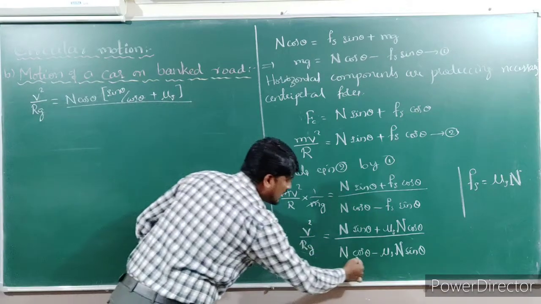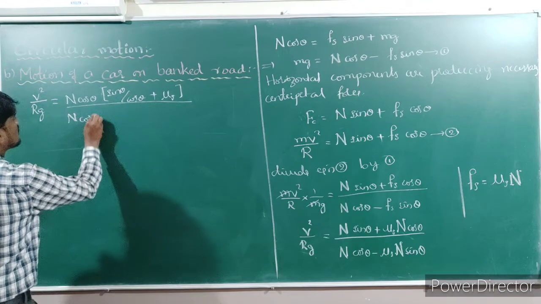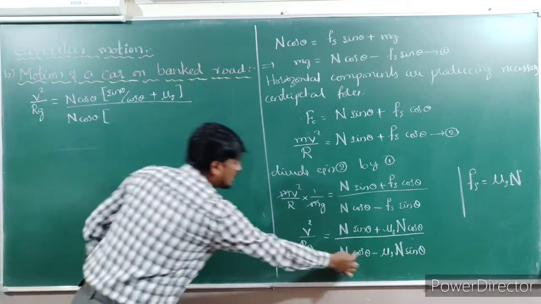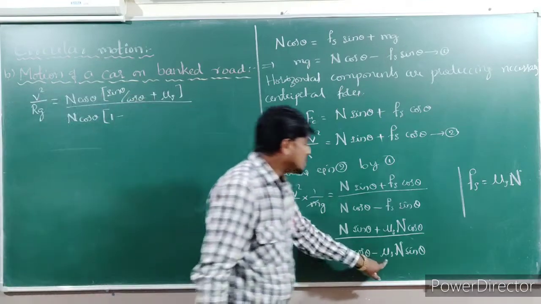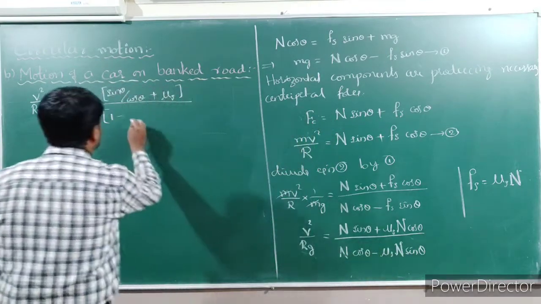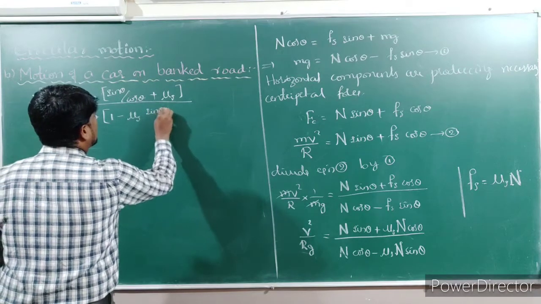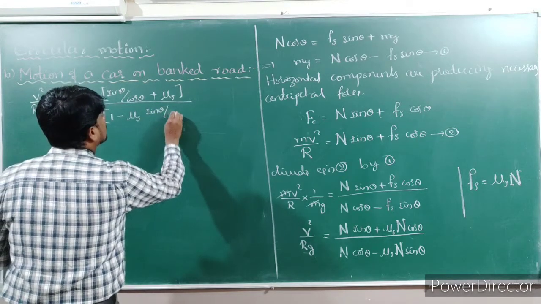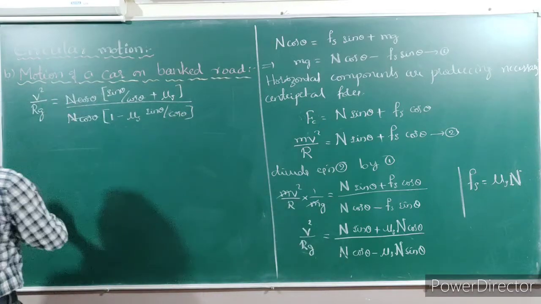Let us take the same n cos theta outside in the denominator. If I do, then n cos theta is taken outside the bracket. Inside, 1 is retained minus μs, and n is already taken outside, so it becomes μs into sin theta divided by cos theta. So n cos theta gets cancelled.